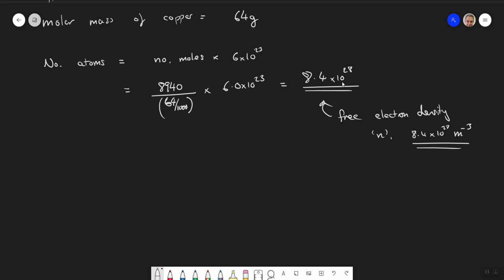Insulators, by contrast, will have almost none, because there won't be any free ones, so there isn't anything there. And semiconductors will be somewhere like about 10 to the 18. So a big number, but 10 billion times less. So free electron densities for metals, this is a big number. So we can get an idea.